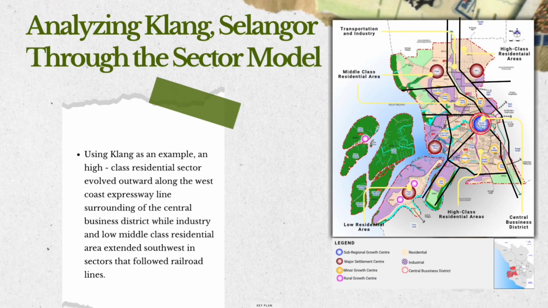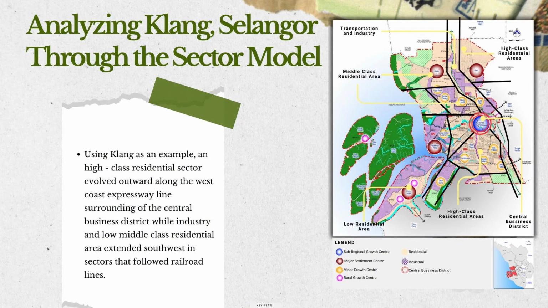This map of Klang represents urban land use and development patterns which can be analysed using Hoyt's sector model. The sector model suggests that cities develop in wedge-shaped sectors that radiate outward from the central business district, which is called CBD, along transportation routes. Firstly, marked in the red circles in the centre of the map, this area represents the economic, commercial and administrative hub of Klang. Major roads converge towards this area, reinforcing its role as the heart of the city.